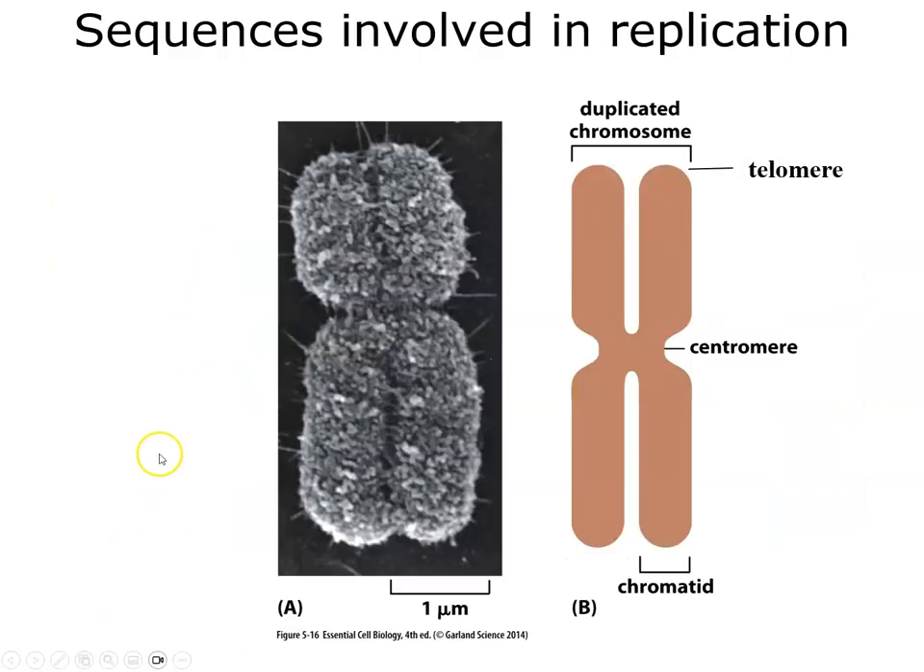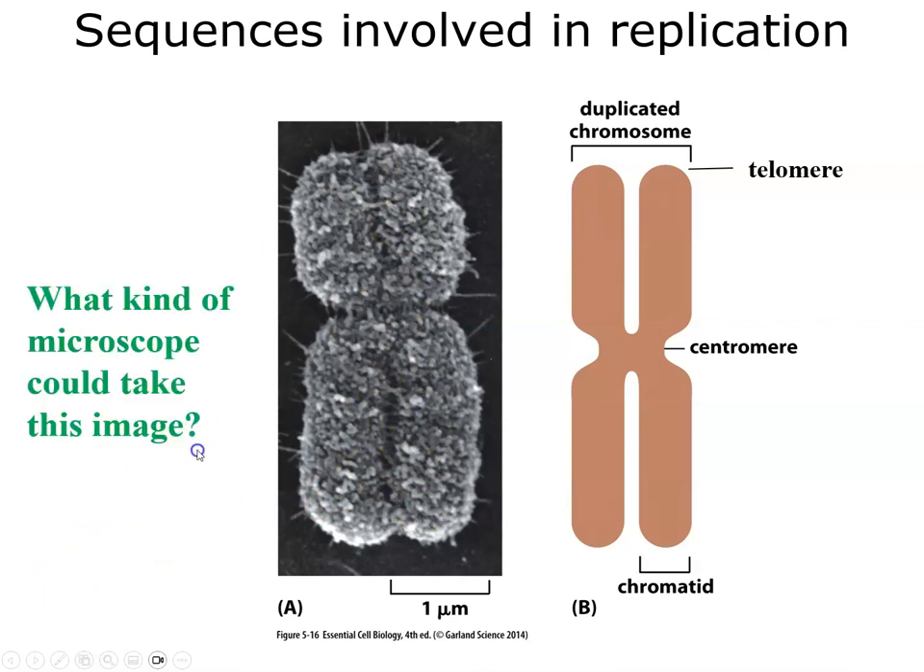Here's an example of a chromosome during replication. So this would be splitting up, right? They're kind of pairing up, and then this is being replicated on the other side here. So that has to happen while the cells are being divided. All right, quick question. What kind of microscope could take this image? Do you know the answer to that? I'll let you write that down and make sure you can figure that out.